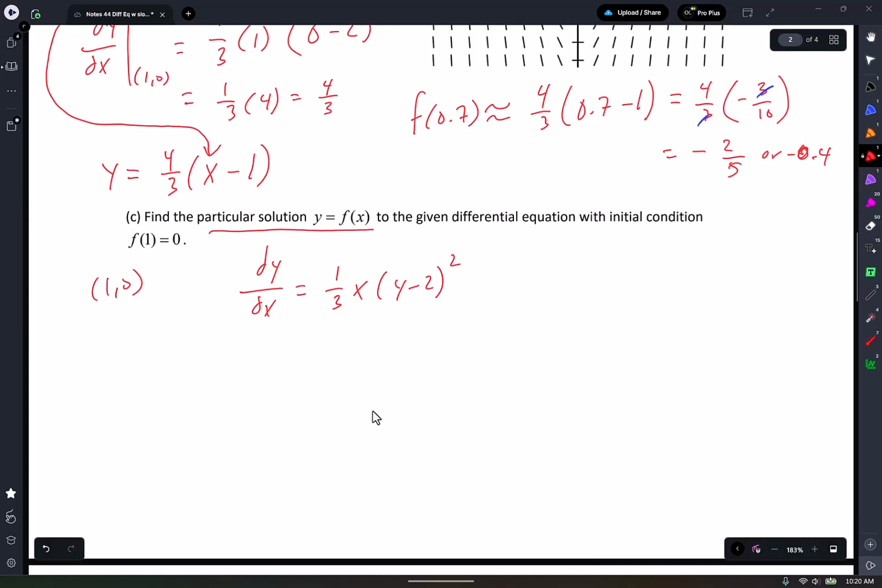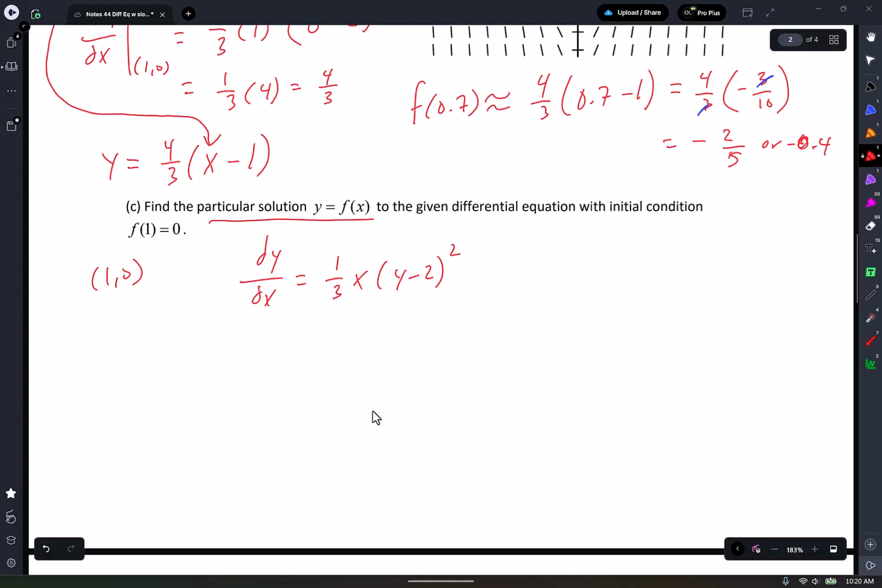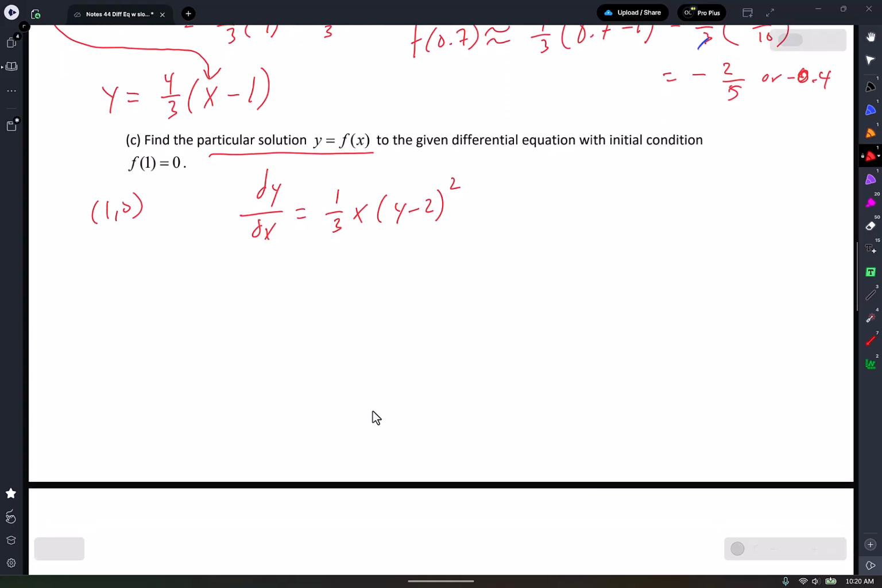What's my first move? You get a free point just to separate. So here it is. Divide, the y minus 2 stays together with the square, and then multiply by the dx. So here's what I'm going to have. 1 over (y minus 2) squared, dy. If you want to put the dy in the numerator, that's fine. Equals 1/3 x dx. You can actually move that 1/3 if you want, times 3, but I'm going to leave it like that because it's not bothering anyone.